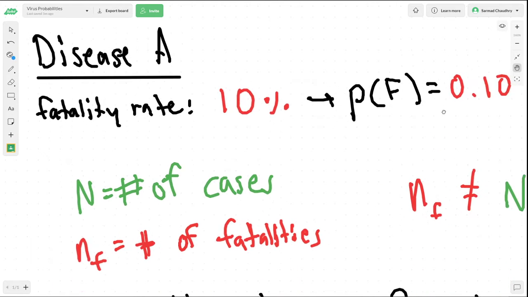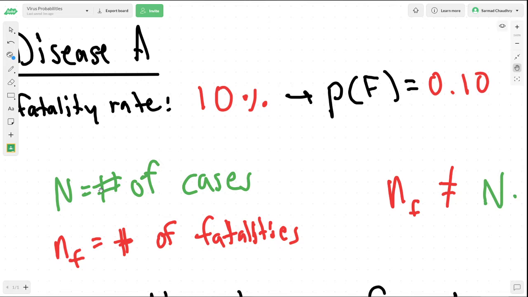And so let's look at this a little bit further. What if we have N in green here, the number of cases of people with this disease, this virus, this infection, or whatever. And NF is the number of fatalities that end up happening of those N cases. Now, we can talk about probabilities, but first, how many people do we actually expect to die given some probability of fatality and some number of cases?